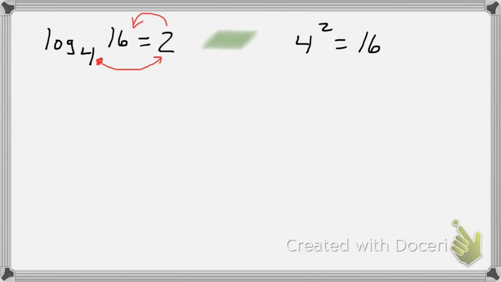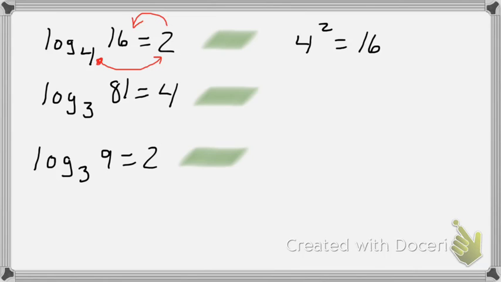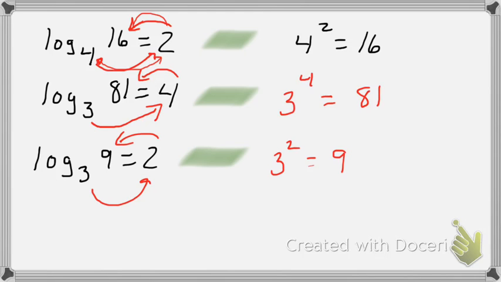Okay, now for practice, I want you to rewrite those two logarithms into exponential equations. Okay, here's what I get. 3 to the fourth is 81. 3 to the second is 9. Any questions on that? That should be fairly straightforward. Just getting used to working with logarithms at the most basic level.